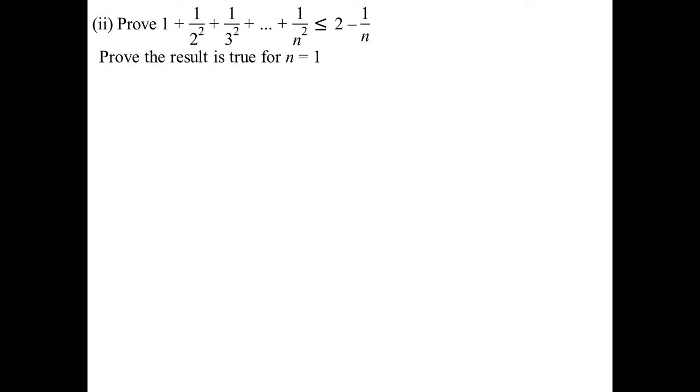n equals 1 is our first case. So let's see what happens. Left-hand side we get 1, right-hand side we get 1.